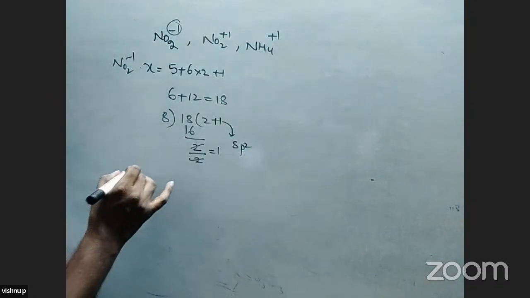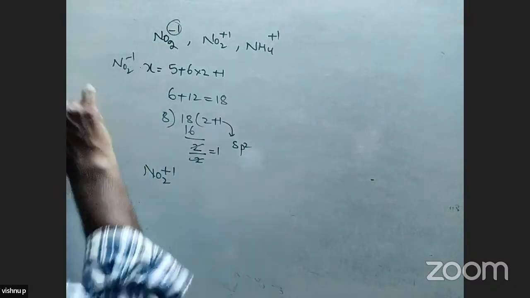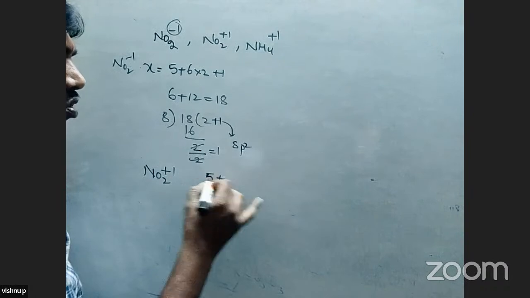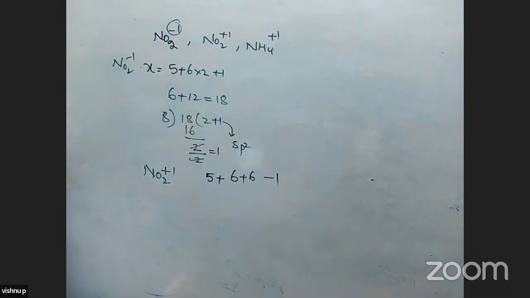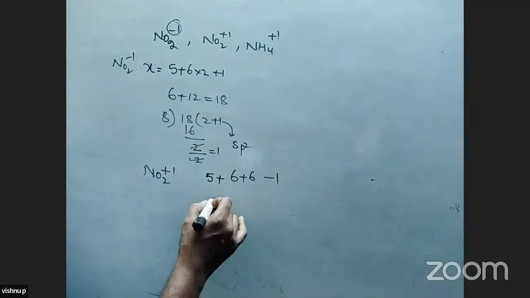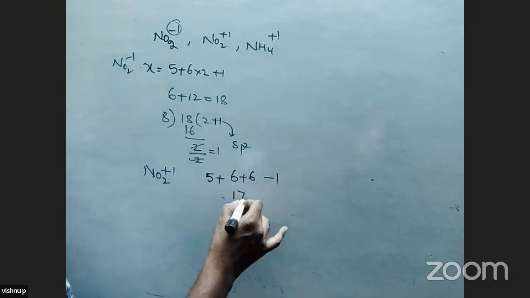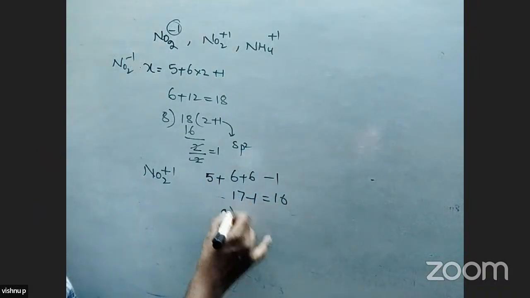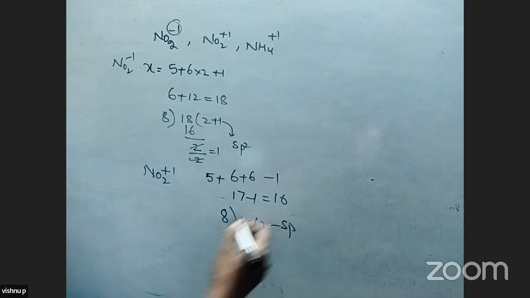The same way, for NO2 +1, what is the X value? Nitrogen 5, oxygen 6, plus 6, and for the plus 1 charge you write minus 1 here. 5 plus 6, 6, 12, 17. 17 minus 1 is equal to 16. Divided by 8, 8 2s are 16. Hybridization is sp.